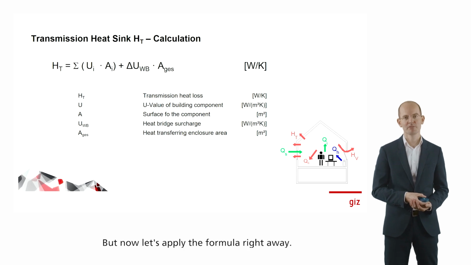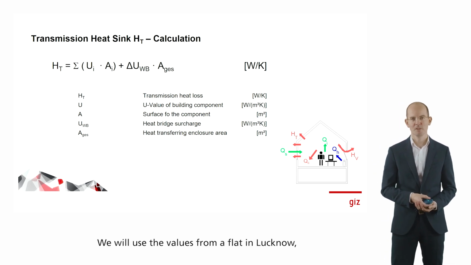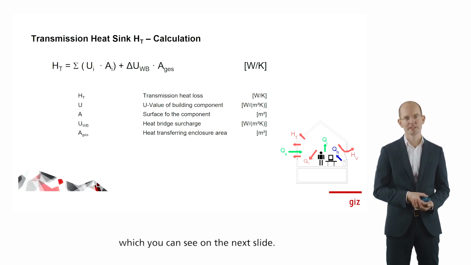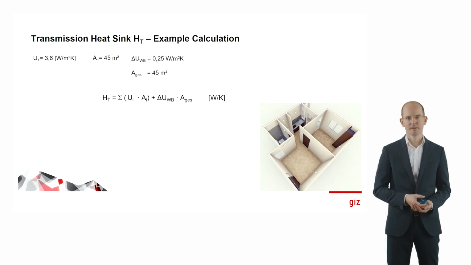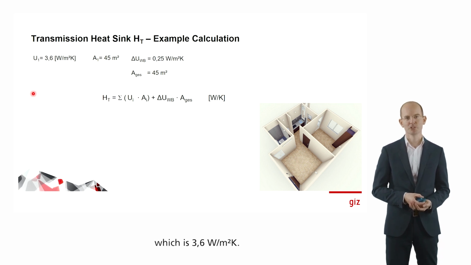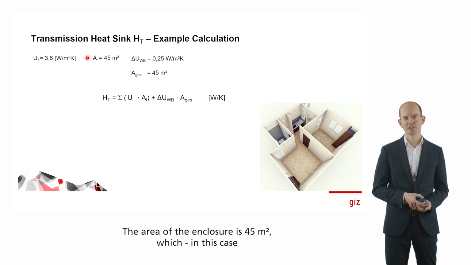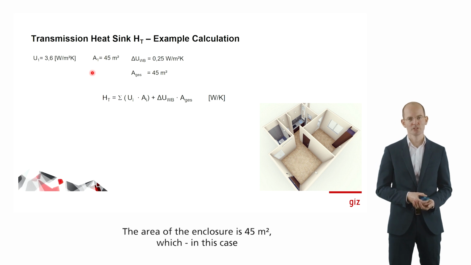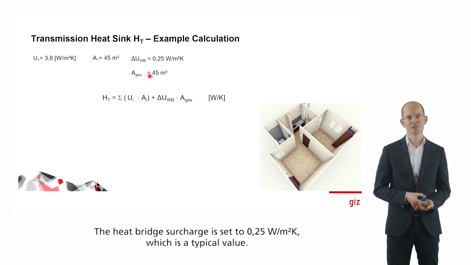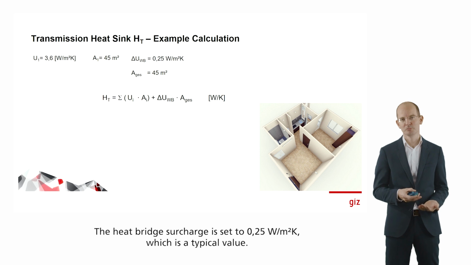But now let's apply the formula right away. We will use the values from a flat in Lucknow, which you can see on this next slide. As there is just one wall type, we also have just one U value, which is 3.6 watts per square meter Kelvin. The area of the enclosure is 45 square meters, which in this case is also the total enclosure area. The heat bridge surcharge is set to 0.25 watt per square meter Kelvin, which is a typical value.